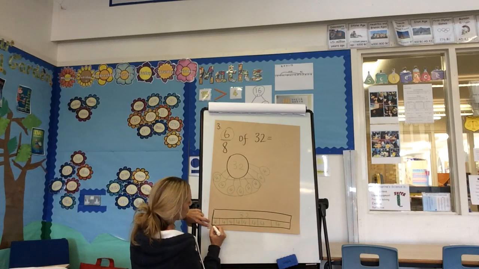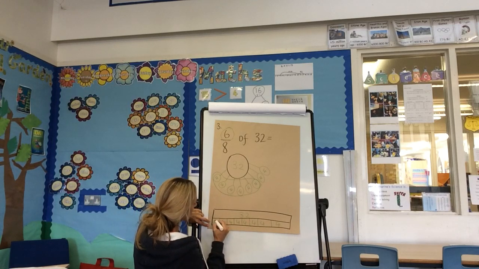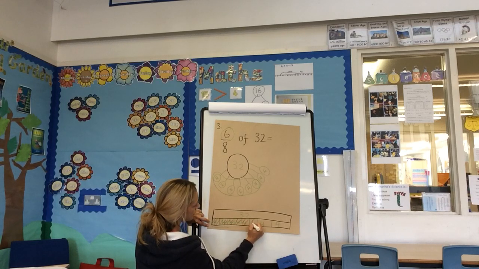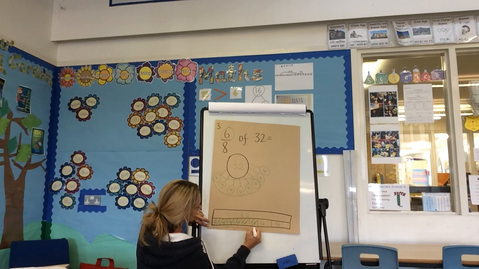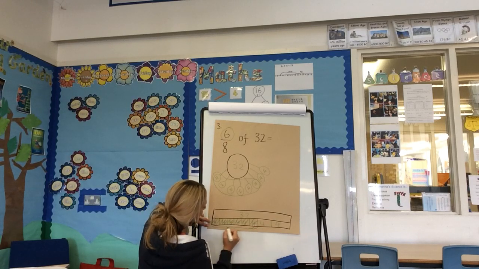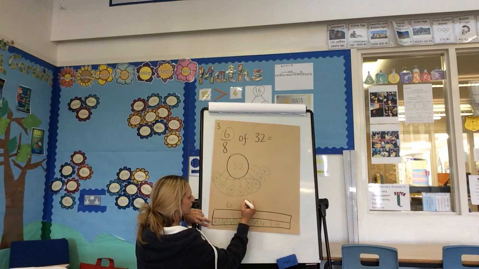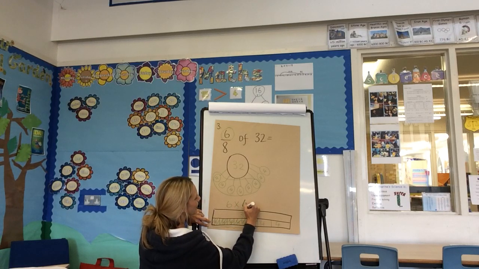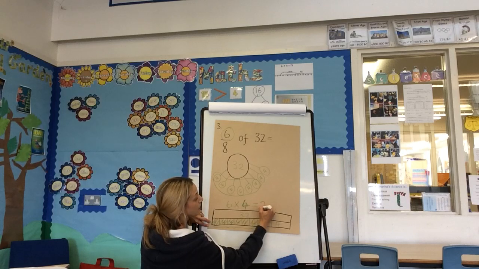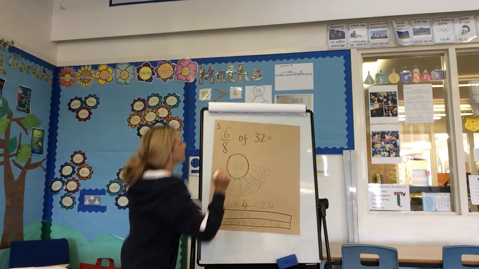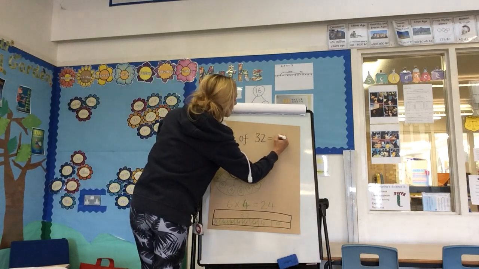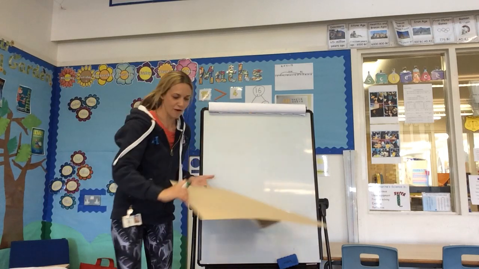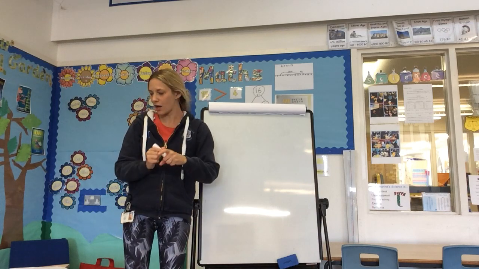We can do it that way, or we know our times table. 1, 2, 3, 4, 5, 6. I'll do it up here so you can see. 6 times 4. Oh, goodness me, sorry. 6 times 4. 6 4s are 24. So 6/8 of 32 is 24. Whew! Right. I don't know about your brain, but mine's going a bit crazy.